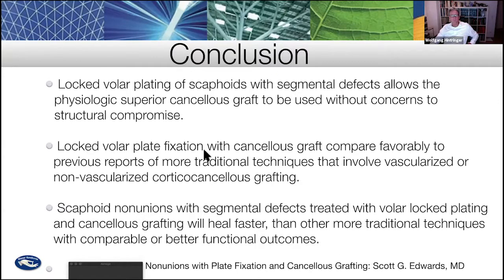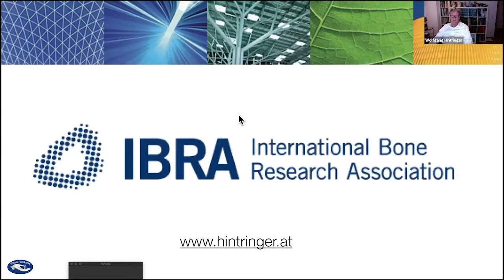That's not my conclusion, that's a conclusion from Scott Edwards, treating scaphoid nonunions with plate fixation and cancellous grafting. But we all together think that this plate has really put down the vascularized bone grafts, which are not necessary, I think, in most of the cases which were previously operated with a vascularized bone graft. Well, in the end, are there questions for the operation method or for the plate or something else?